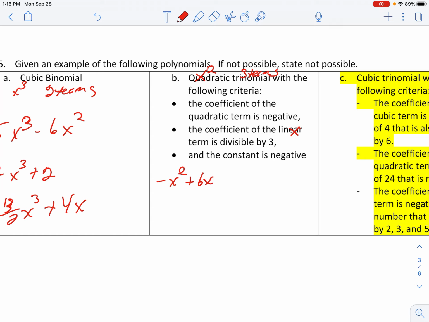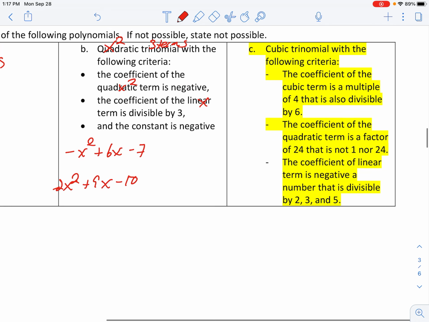And the coefficient of the linear term is x to the first, x to the second, okay. And the constant is negative. All right, there's an example. Here comes another example. Those are all matching up.